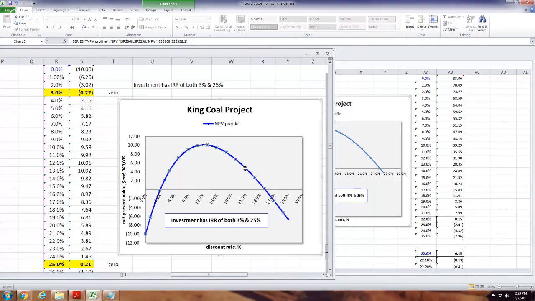Whoops, one more time. There it is. All right, yeah, there you go. Okay, that's your mining project, and you have a couple of them.